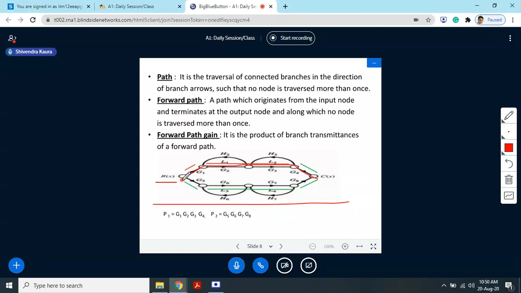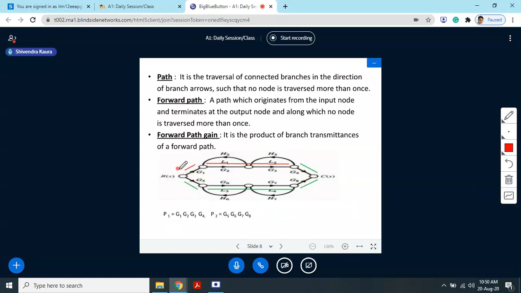Again, if I start from this, then R(s), G5, G6, G7, G8. So there are two forward paths by which I can travel from input to the output. One is this path, G1, G2, G3, G4, and one is this other path, G5, G6, G7, and G8. So there are two paths, P1 and P2, and now one term also came into notice, the forward path gain.